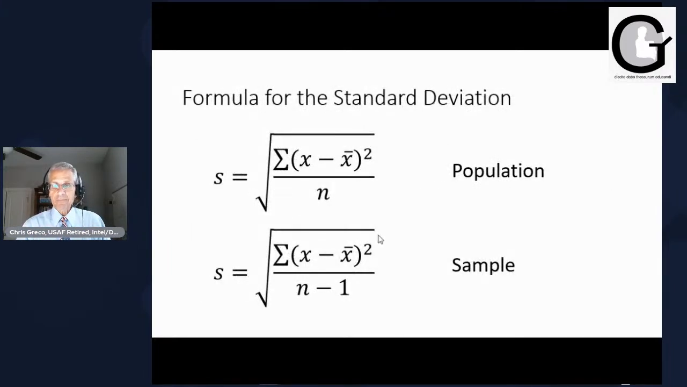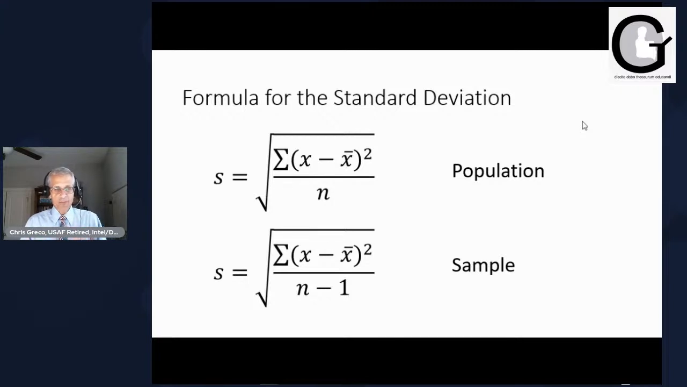Okay, this is the formula. When you take a look at standard deviation, it has S here. Standard deviation is equal to the square root of the sum of X minus the mean, squared, over N. Now, if it's a population, you're going to see this N here. If it's a sample, you're going to see an N minus 1.